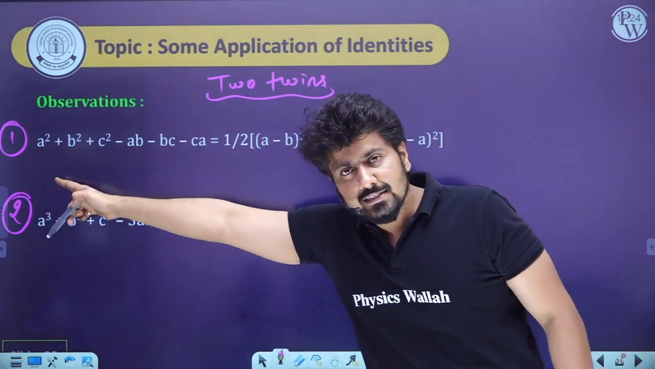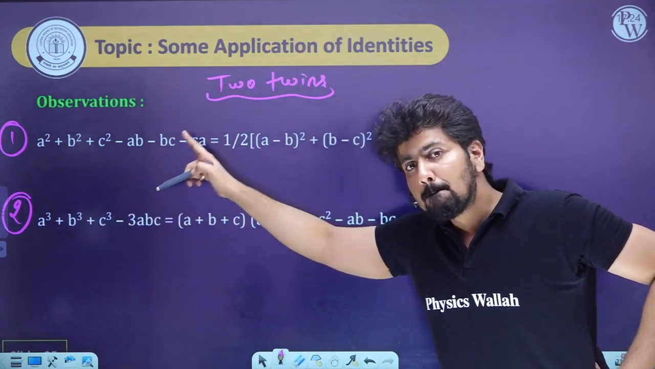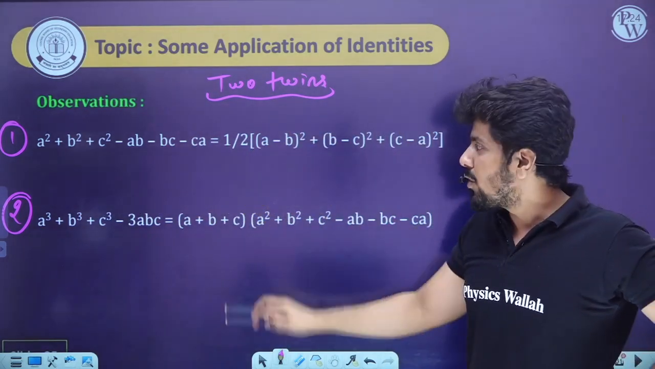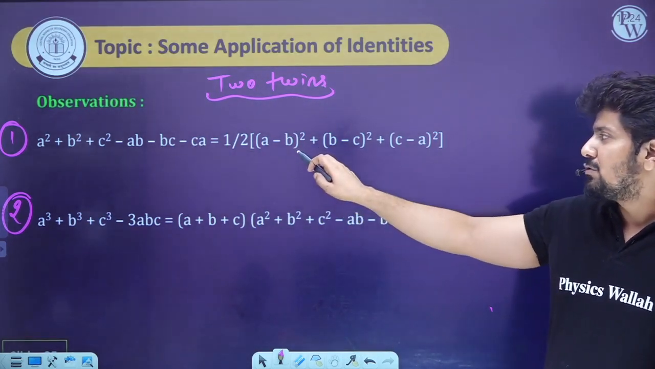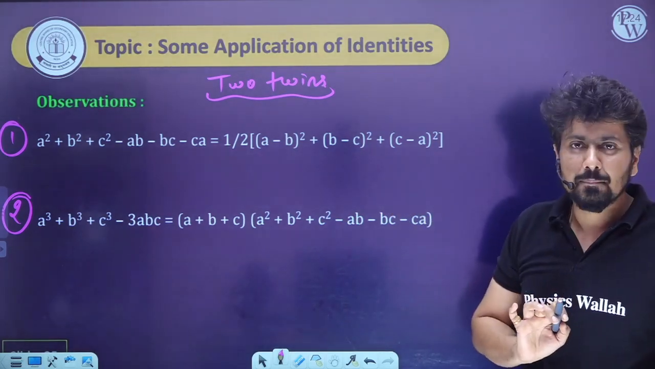The first identity says that a square plus b square plus c square minus ab minus bc minus ca is equal to half times [(a minus b) whole square plus (b minus c) whole square plus (c minus a) whole square].